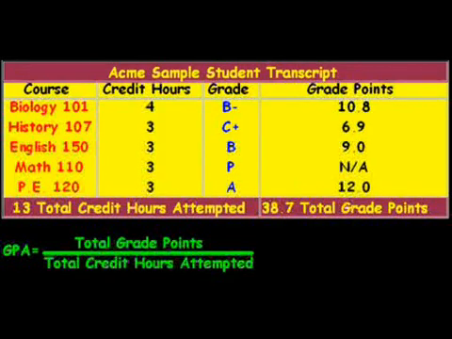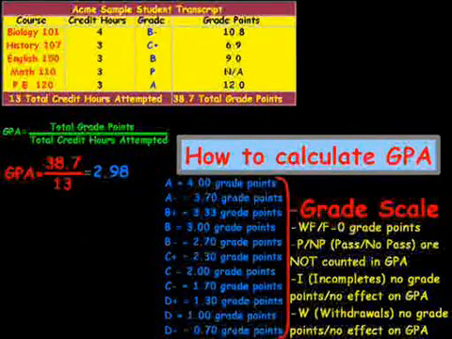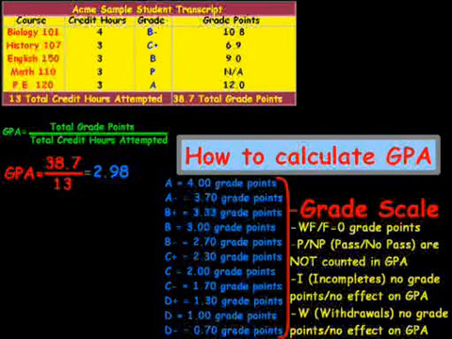So I'm going to shrink this up here, and if you look on the bottom, the formula for calculating GPA, which is what we want to know, is the total grade points divided by the total credit hours attempted. In this case, we have 38.7 total grade points divided by 13 total credit hours attempted. So the GPA is going to equal 38.7 divided by 13, and that's going to equal 2.98, which comes out to be about a B. So our grade point average in this case is 2.98.